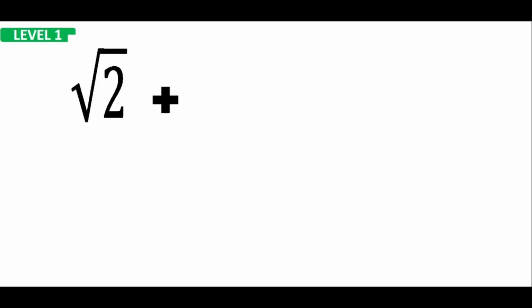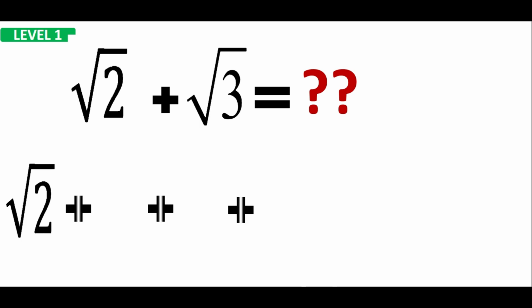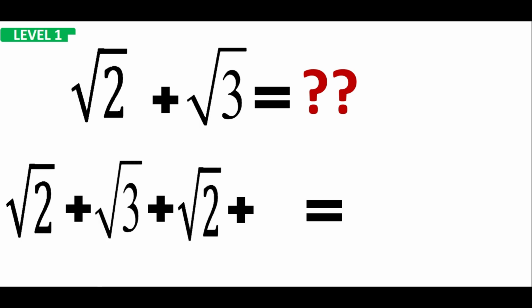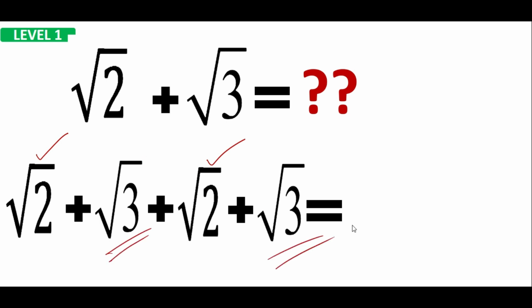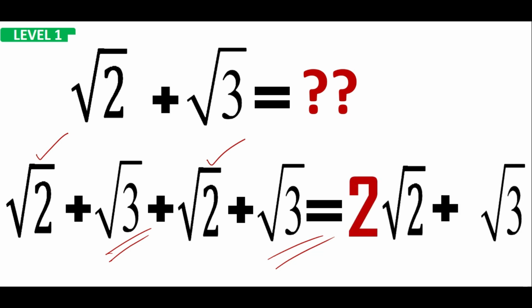Root 2 plus root 3. The answer just remains the same. It's just root 2 plus root 3. What happens when it is of this form? Here we combine the like terms, that's the surd which has the root 2, and here you have root 3 plus root 3. So together the final answer will be 2 root 2 plus 2 root 3.